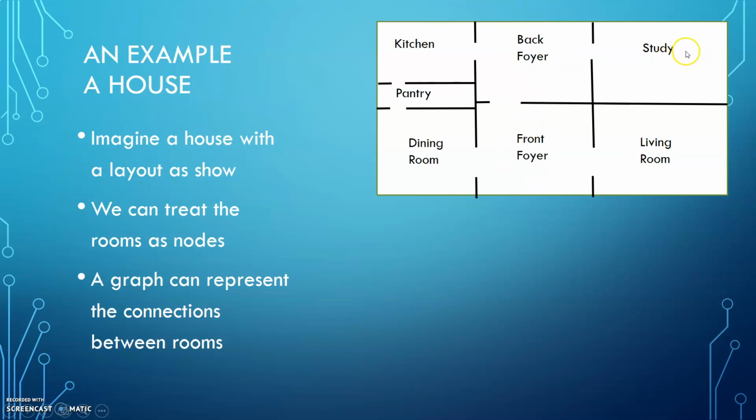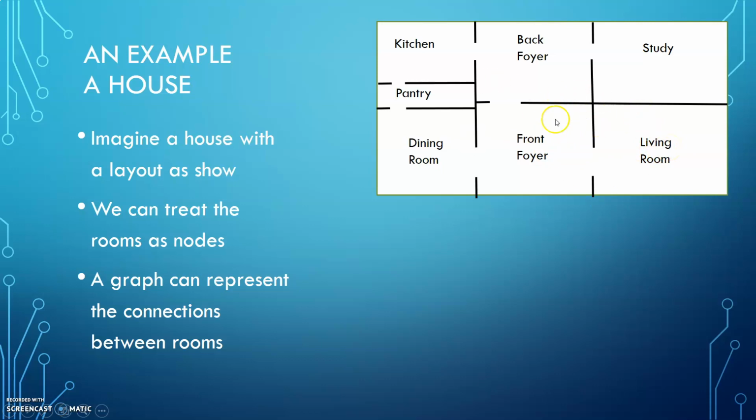And then now that I'm in the study, suppose I want to go to the pantry and get something out of the pantry. I can't go straight there. I can go into the back foyer, from the back foyer into the kitchen, from the kitchen into the pantry. And now let's say after I get what I have in the pantry, I want to go to the living room. Well, one way I can go is into the dining room, to the front foyer, and now I'm in the living room.